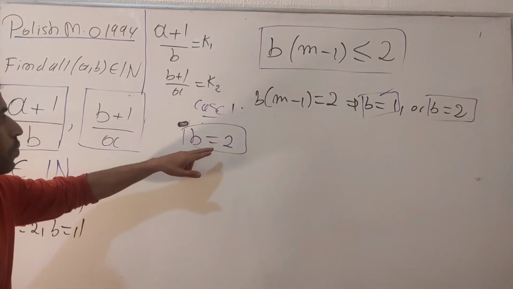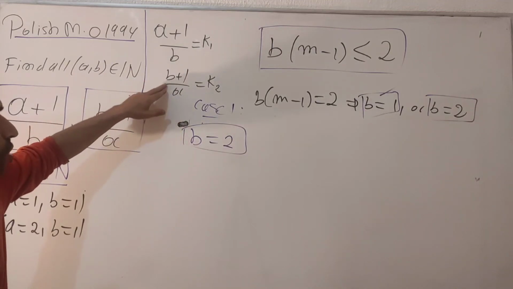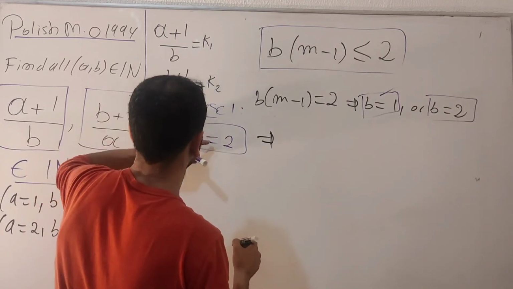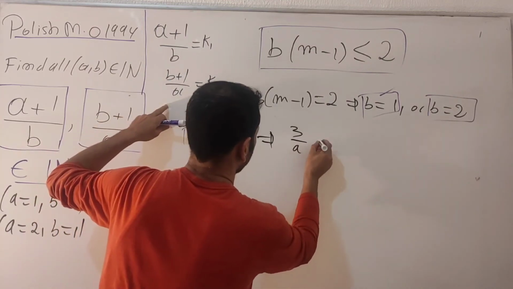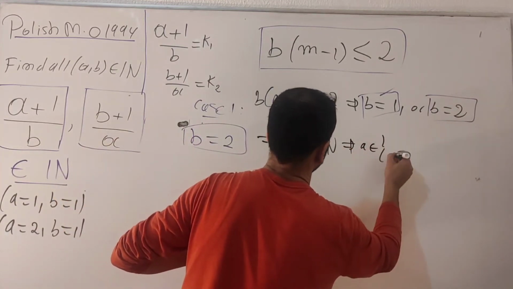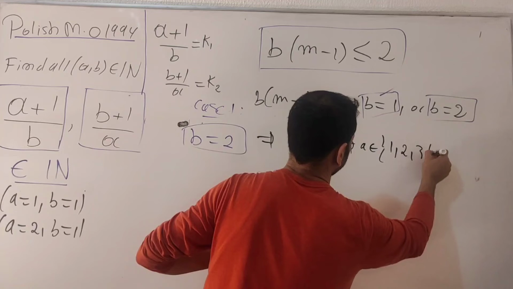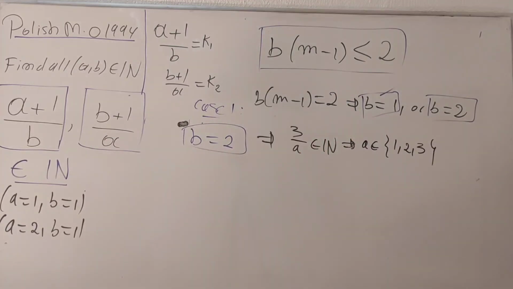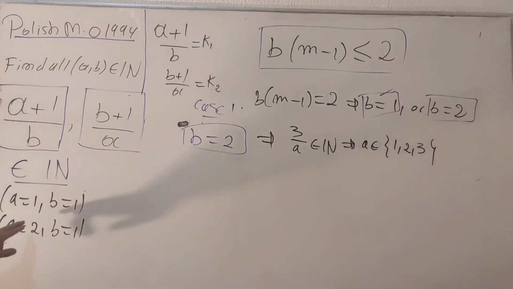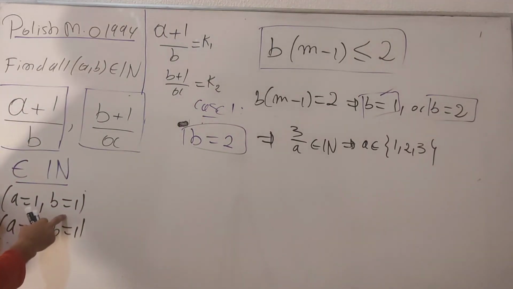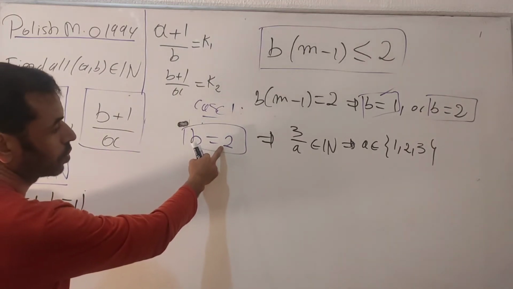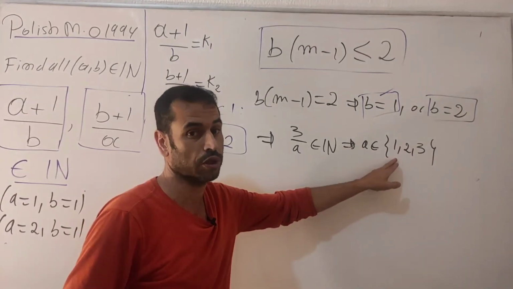So b equals 2 is enough to check in the second fraction, because I get 2 plus 1, which is 3 over a. This one must be a natural number, which means a is going to be in this set 1, 2 and 3. Let's go through each one, but be careful here, we are working on b equals 2, so it doesn't mean we are not going to consider the previous solutions, because we have changed b here into 2. Okay, which means we are going to check this one individually.